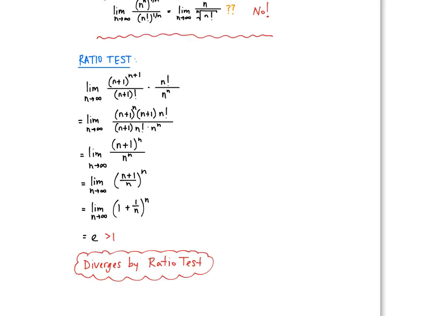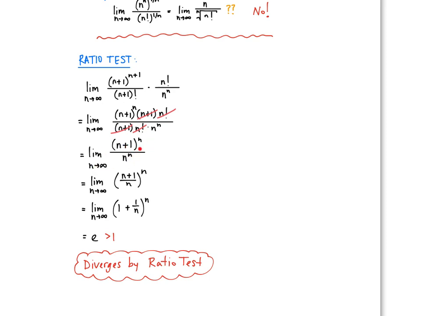Okay, so as we're cleaning things up here, we rewrite this as n plus 1 to the n times n plus 1 times n factorial over n plus 1 times n factorial times n to the n. We should see the n plus 1's cancel, the n factorials cancel, and we're back here: the limit as n goes to infinity of n plus 1 to the n over n to the n.